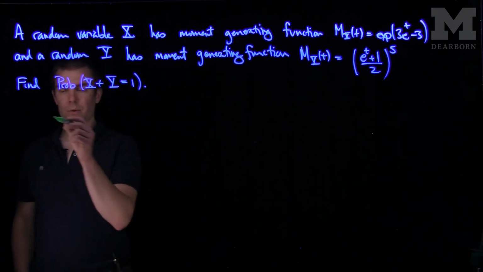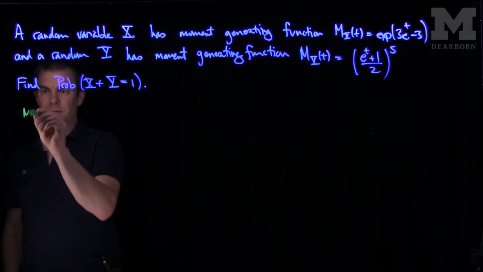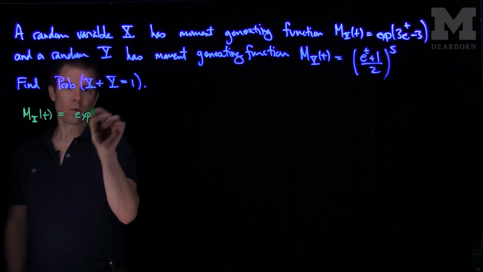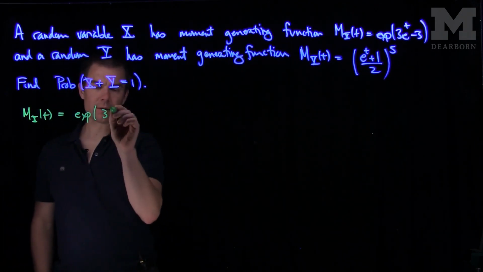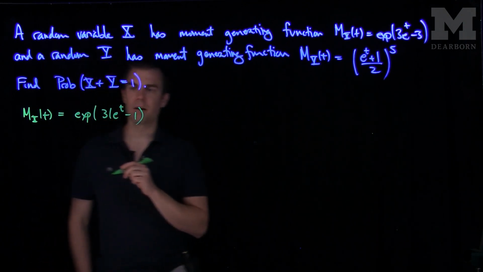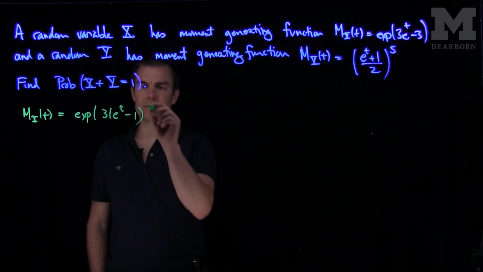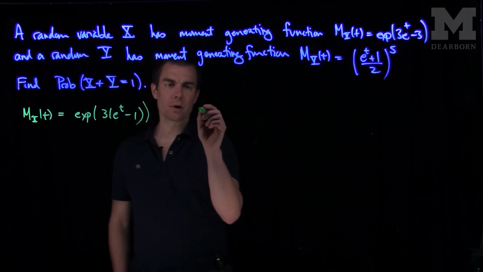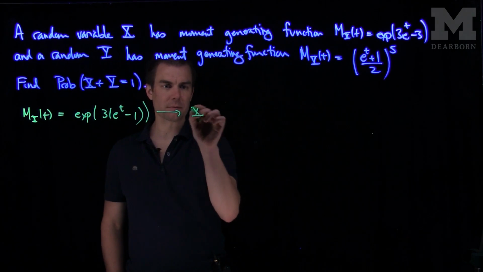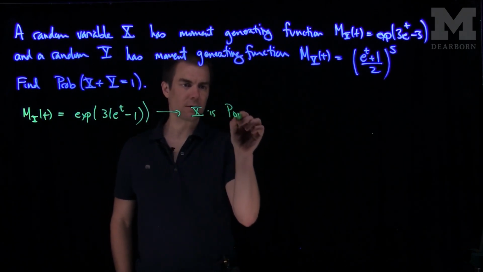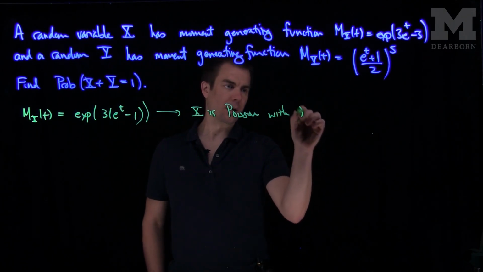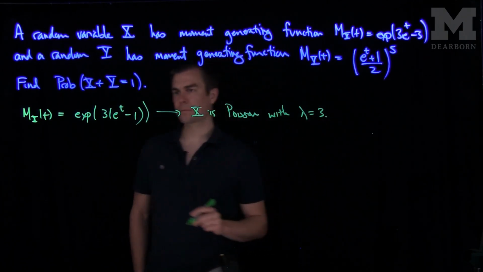Now for this we can note that M_X(t) is the exponential, and what we'll do is factor out that 3 and write it as the exponential of 3 times (e^t minus 1). Then we can recall that this will imply that X is Poisson with parameter lambda equals 3.